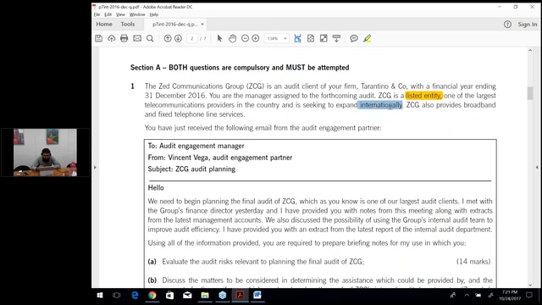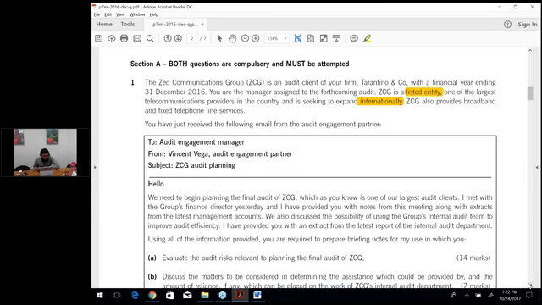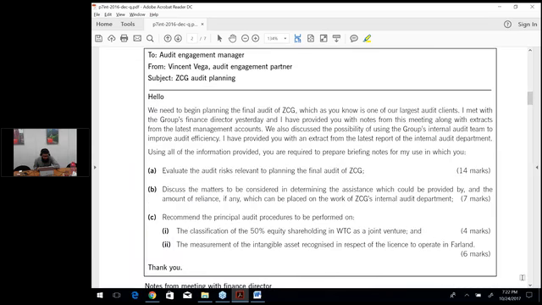So it's seeking to expand internationally, meaning that there's going to be foreign currency involved. ZCG also provides broadband and fixed telephone line services. Now, you have just received the following email from the audit engagement partner, and what does he say? He says that we need to begin the final audit of ZCG, which, as you know, is one of our largest audit clients. I met with the Group's finance director yesterday, and I provided you with the notes from this meeting along with extracts from the latest management accounts.